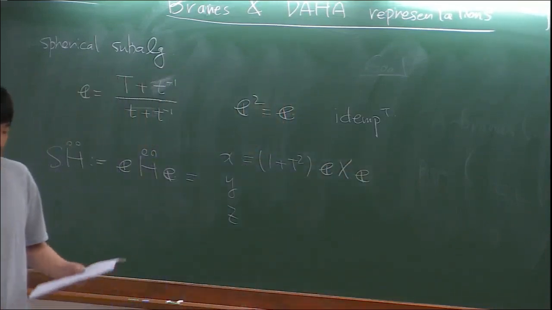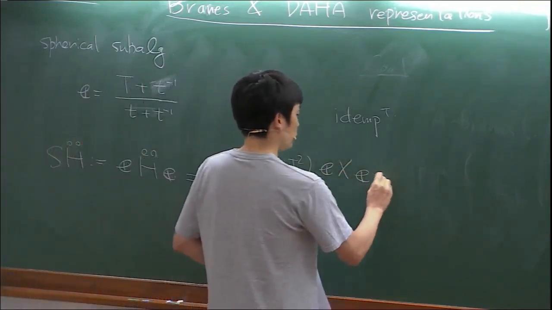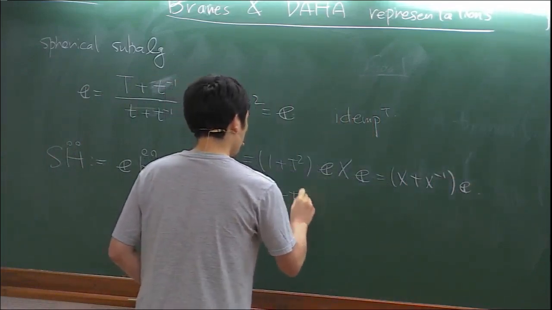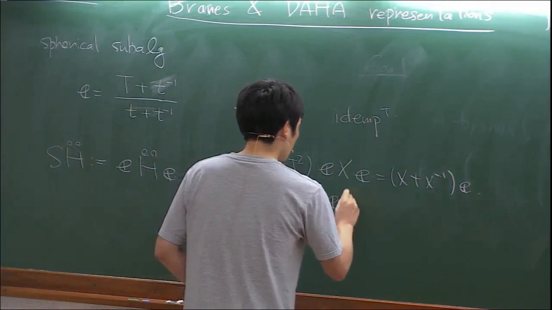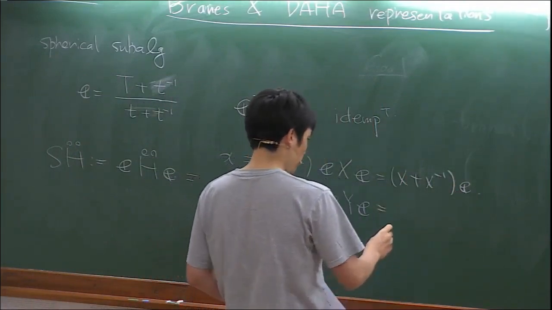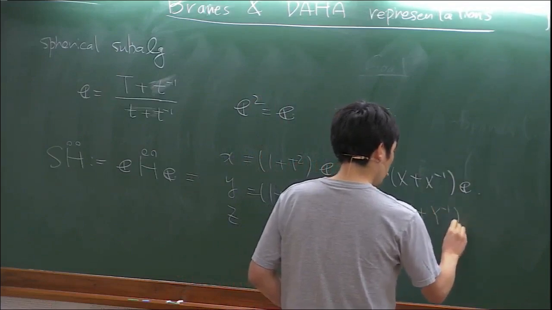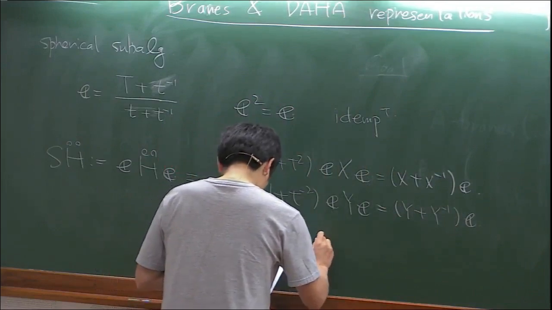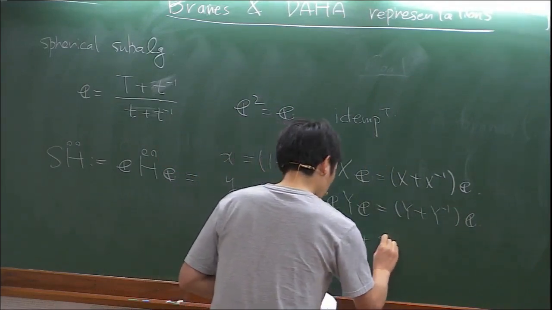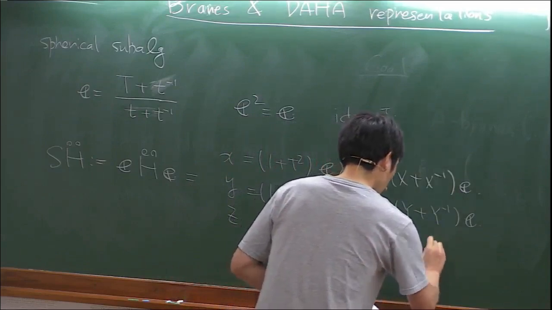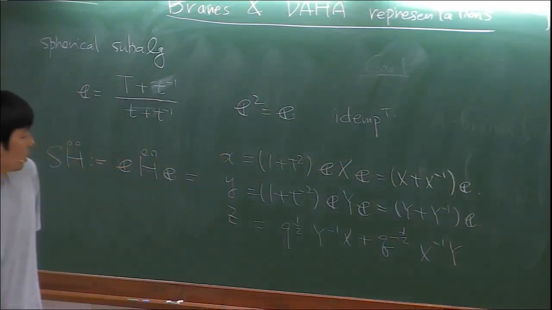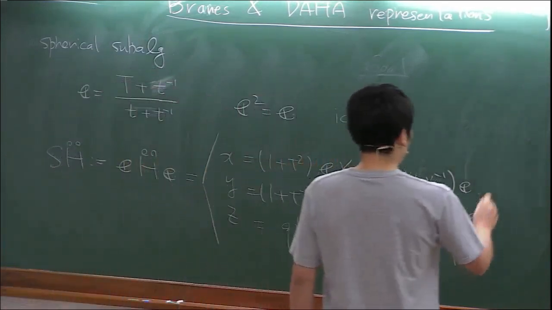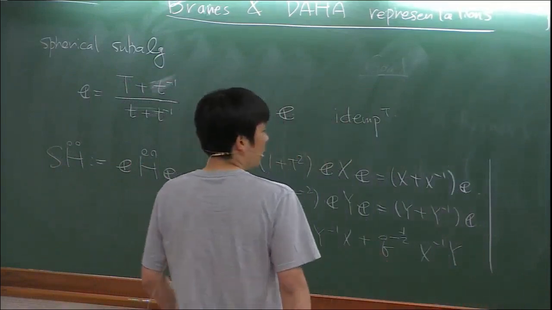X sandwiched by e, which is (X plus X inverse) e, and also one plus some prefactor. The prefactor is not important, but in order to see a beautiful structure, it's better to put it in. And Z is q^{1/2} Y inverse X plus q^{-1/2} X inverse Y. So these are the generators of the spherical DAHA, which I call SH, and which satisfies the following conditions.